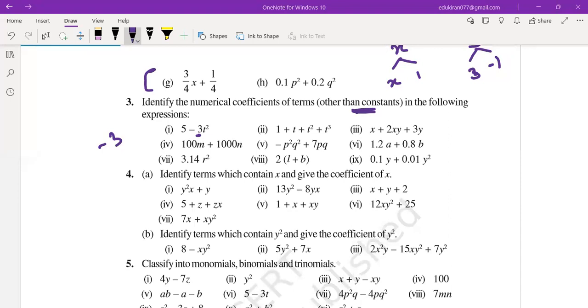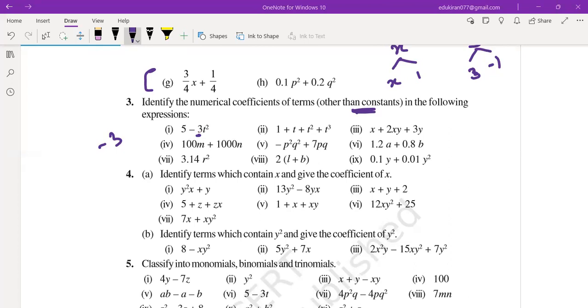Okay, now moving to the next question, the fourth one. Tell me. Ma'am, y square x. Should I just say the terms and coefficients? Okay, ma'am, the term is y square x, and the coefficient would be 1. Ma'am, the coefficient can also be 1, right?